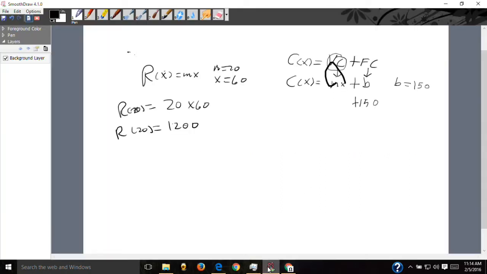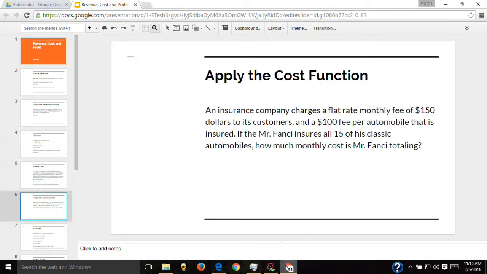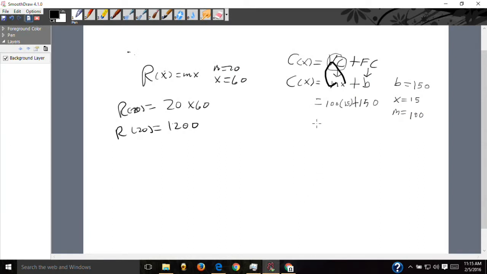So I'm going to go back to my drawing board. Okay. I'm going to write in here. So X is going to be my 15. So also write this on the side. X is equal to 15. And then $100 because our marginal cost or variable portion was the $100 per automobile. Okay? So, what does this come out to be? Let's go ahead and write in the rest of the notation here.